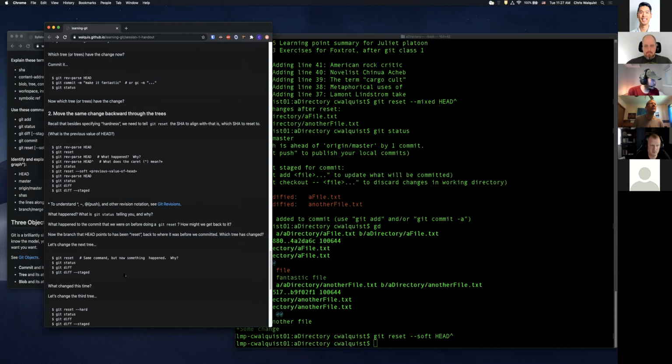Talked about Git revisions a little bit. There's a reference in Git SCM if you're curious about that more. We talked about the commit, and it's still being there, even though we moved away from it.